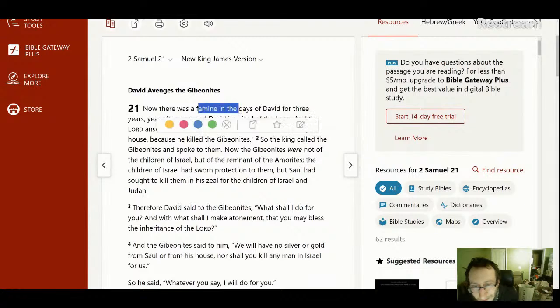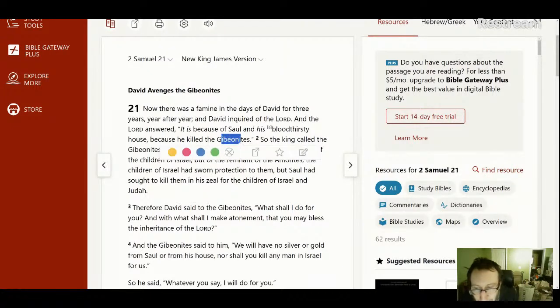So there was a famine in the days of David for 3 years, year after year. David inquired of the Lord, and the Lord answered, "It is because of Saul and the bloodthirsty house, because he killed the Gibeonites." But guess what? 1 Samuel is the only book that records what Saul did, and nowhere is it mentioned in 1 Samuel that Saul killed Gibeonites. So that's very random. It's almost like 2 Samuel assumes we already know the story, and didn't need to tell us the first time. So that's very odd.